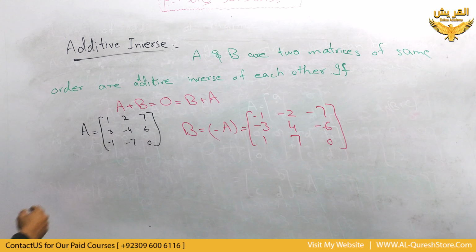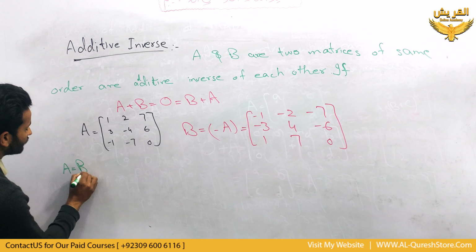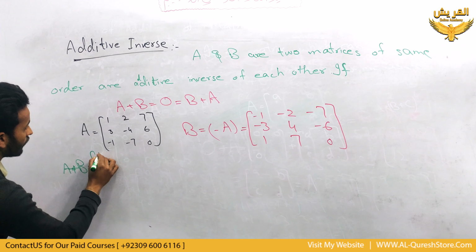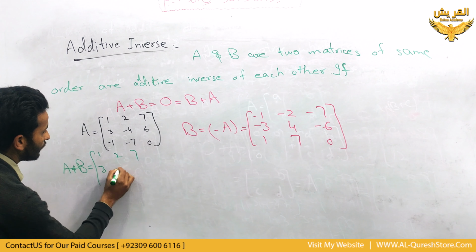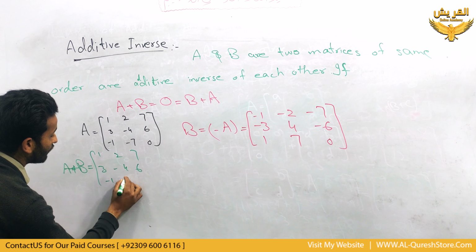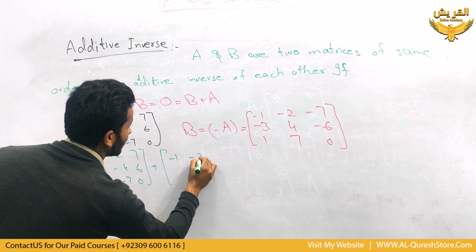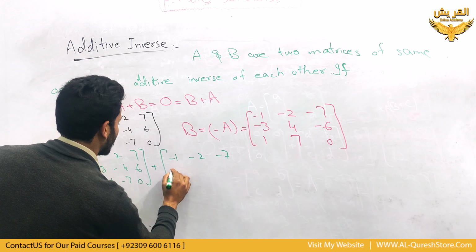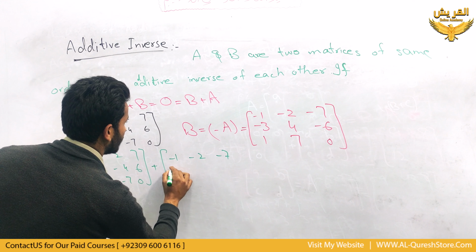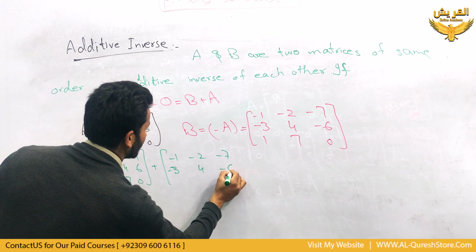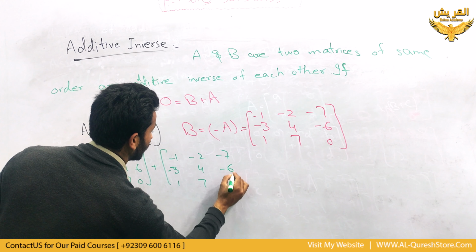How can we prove that they are additive inverses of each other? A plus B: 1, 2, 7, 3, minus 4, 6, minus 1, minus 7, 0, plus minus 1, minus 2, minus 7, minus 3, 4, minus 6, 1, 7, 0.